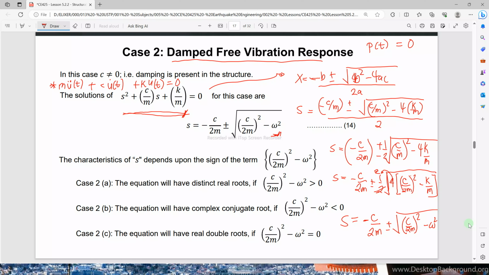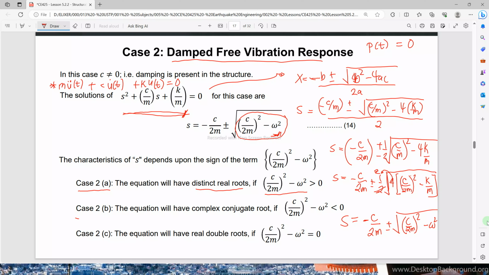Now, the characteristic of s depends on the sign of this term. If this term is greater than 0, then we have distinct real roots. We have two roots of differing values. If that is greater than 0, that is our case 2A. Remember, our case 1 is an undamped free vibration response. Our case 2 is a damped free vibration response. Case 2A: c over 2m squared minus omega squared is greater than 0.